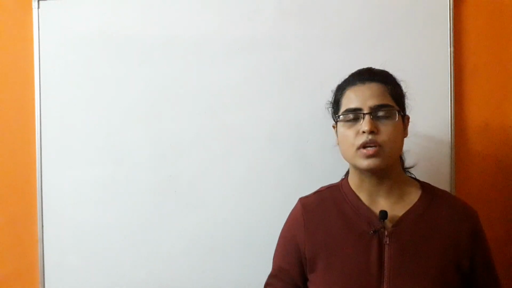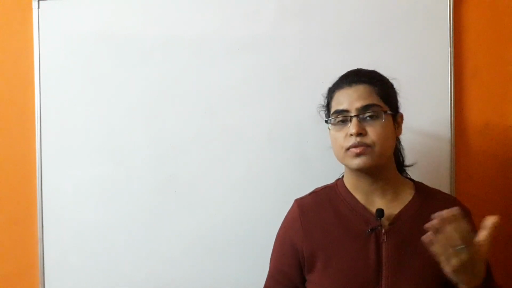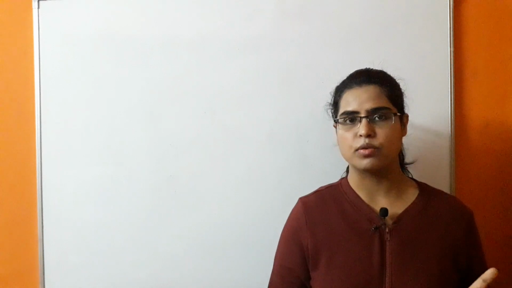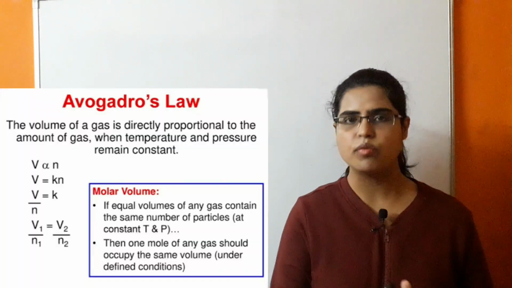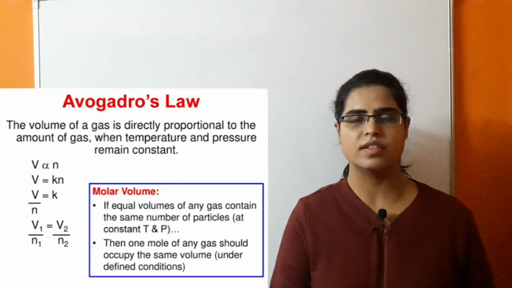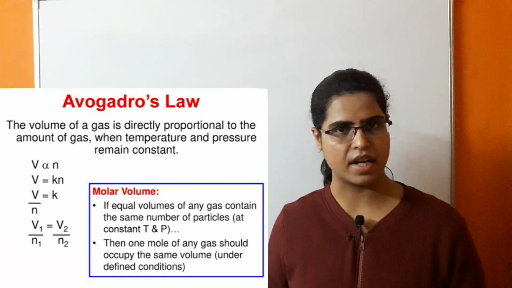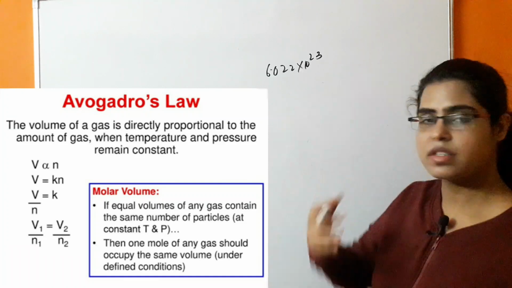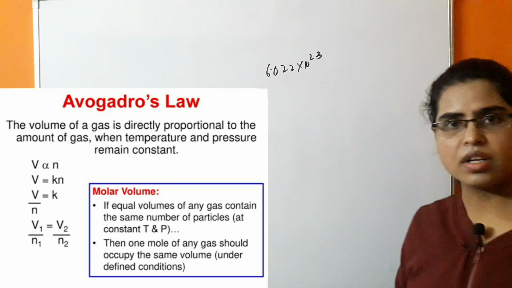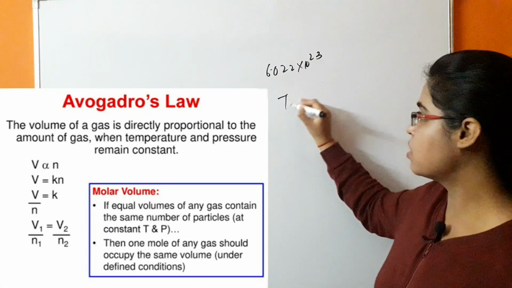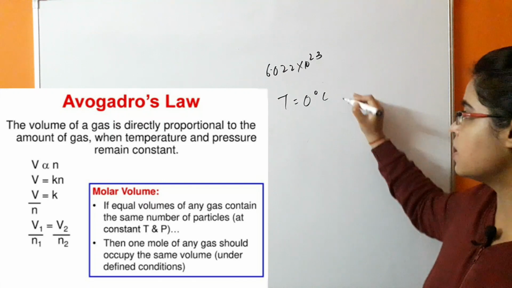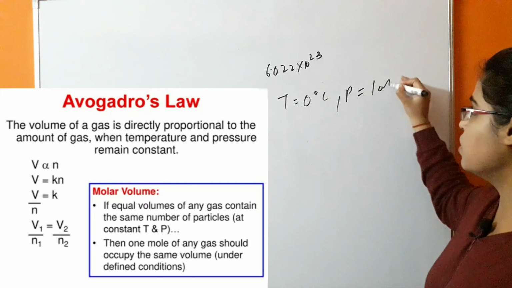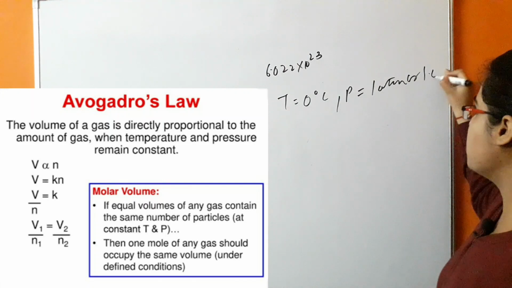In the case of gases, how is the mole concept used? As we have earlier studied in Avogadro's hypothesis, equal volumes of all gases under similar conditions of temperature and pressure contain equal numbers of molecules. What is the standard temperature and pressure condition? It means the temperature is 0 degree centigrade and the pressure is either 1 atmosphere or 1 bar.